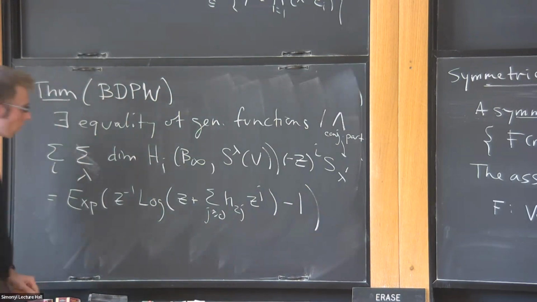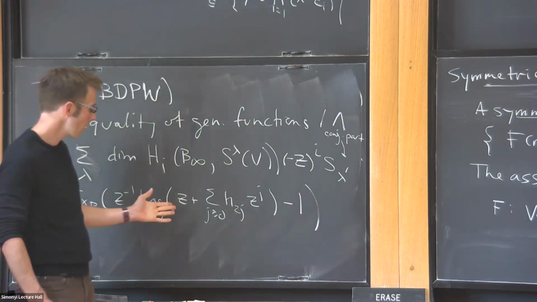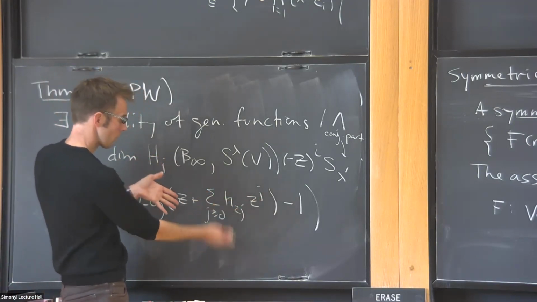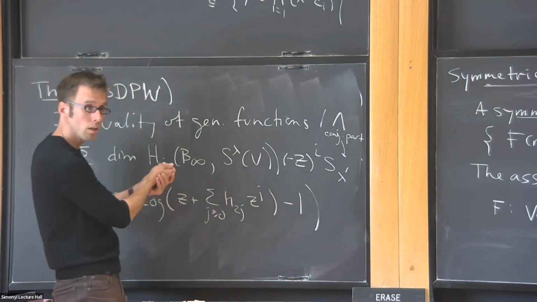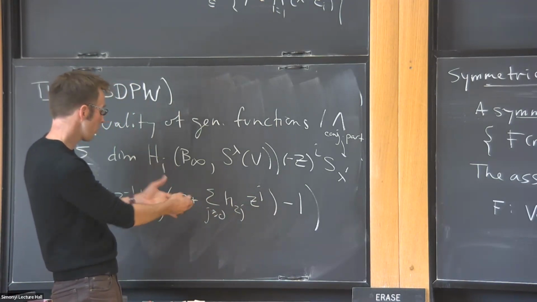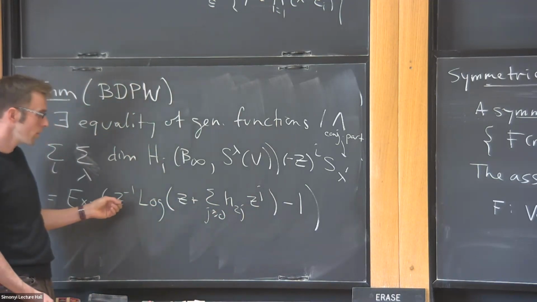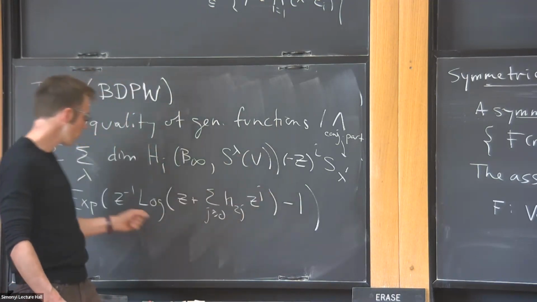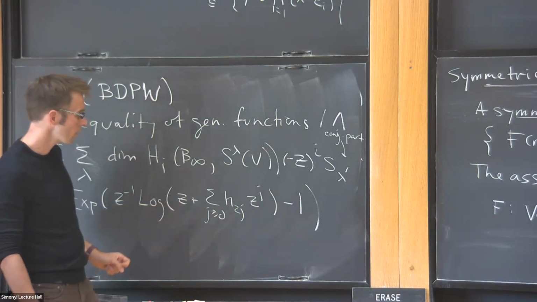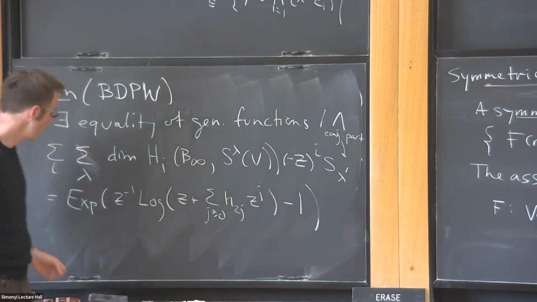So what do you do? You start with this generating function, z plus the sum of all of the even complete symmetric functions, take its logarithm, shift it by z inverse, throw away the one, because these end up canceling, remove the one, and then exponentiate back.